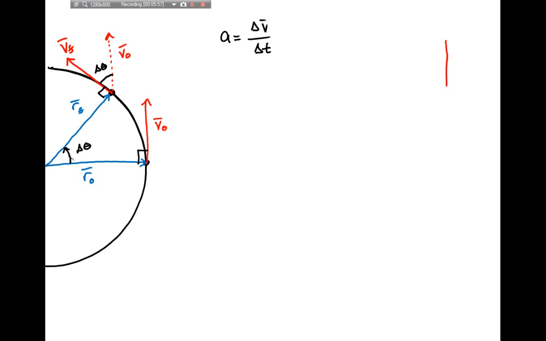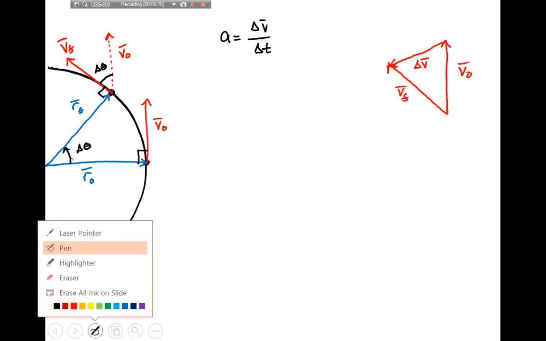So let me draw a picture of my initial velocity here. My final velocity looks something like this. So I've literally just drawn this picture over here, over on the right. Actually, my final velocity vector should be the same length as my initial velocity, so something like that. And what I want to do is find the change in the velocity. So that's the length of this vector right here. This is delta v.